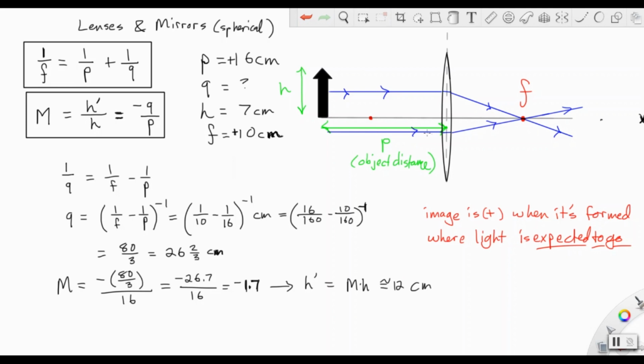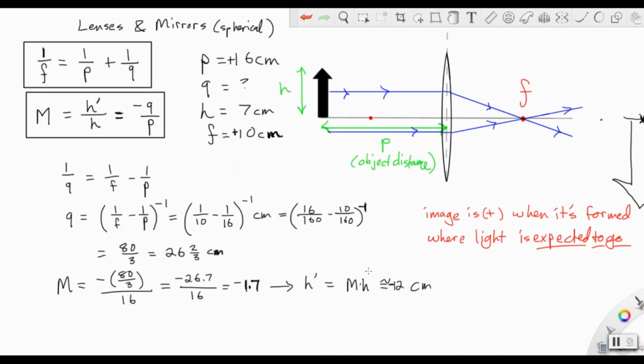So that gives us something that looks, let's see, this is 10 centimeters here, 12 would be here, so it's going to be this big here. Oh, oops. Sorry. That's a negative magnification, so it should be negative. Okay, so it's going to look something like this. Our image shows up somewhere around there, okay?